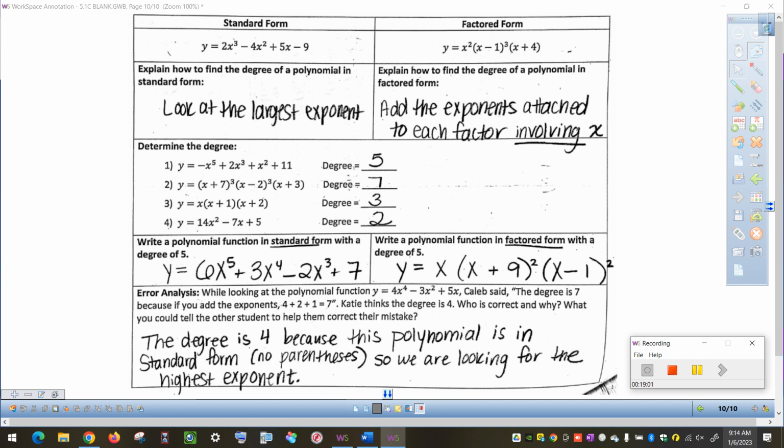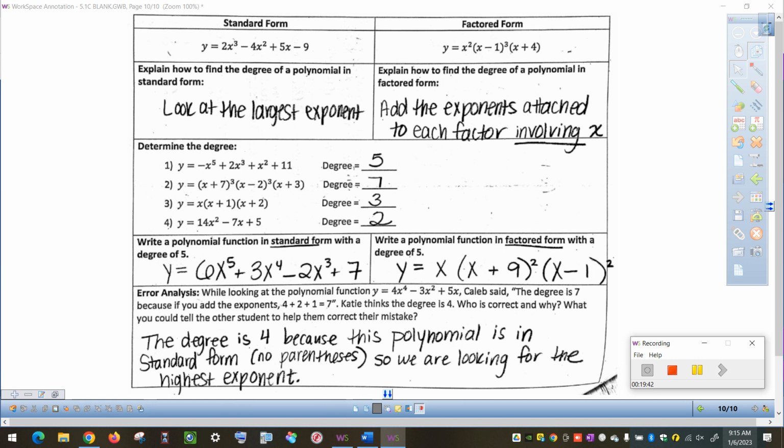One thing I noticed when I was working through the notes, when I saw these four equations, I was like, those look really familiar. Yes, those were the four equations that we just saw on the previous page, but it's not bad to take a second look and do those again. So those are those same degrees. We might have different equations here for the examples. But what we are looking for is that the standard form looks like this. There's no parentheses. The highest exponent is 5. What we're looking for in the factored form is that you have parentheses, and when you add the exponents attached to every factor that involves an x, in my case it's going to be 1 plus 2 plus 2, that adds up to 5, so they both have a degree of 5.